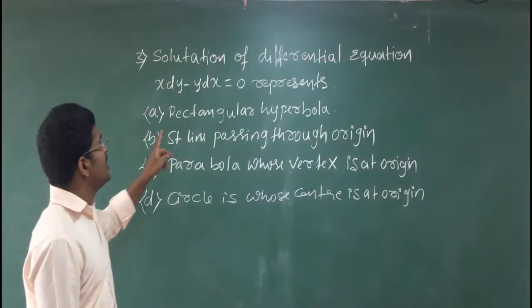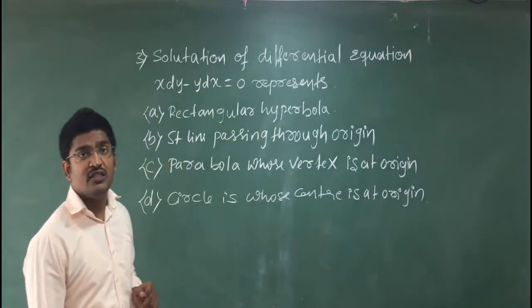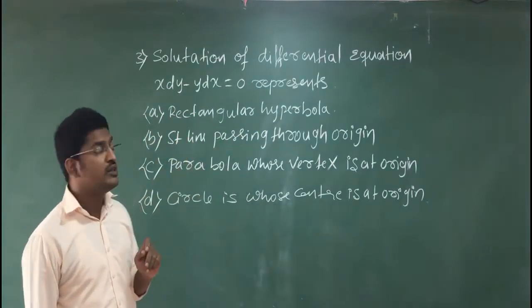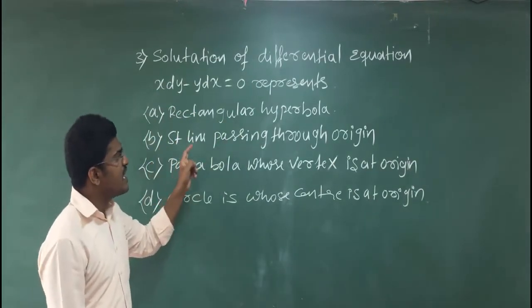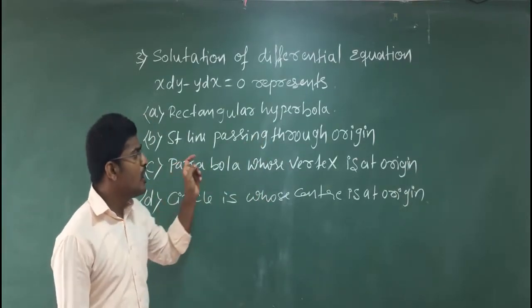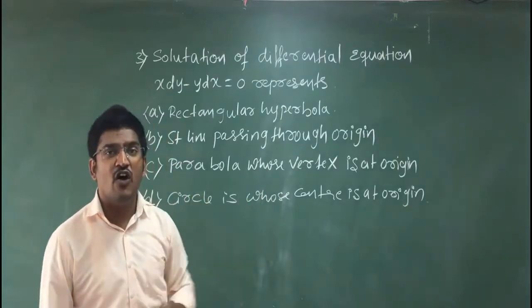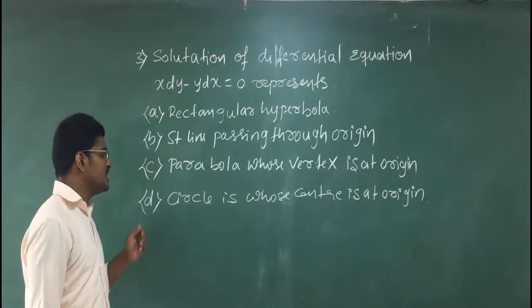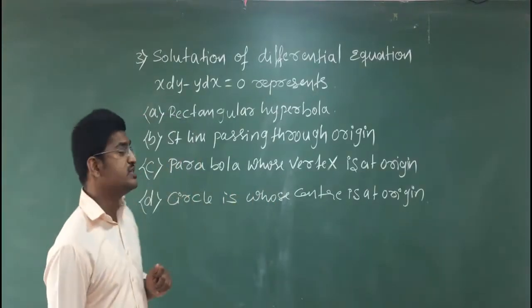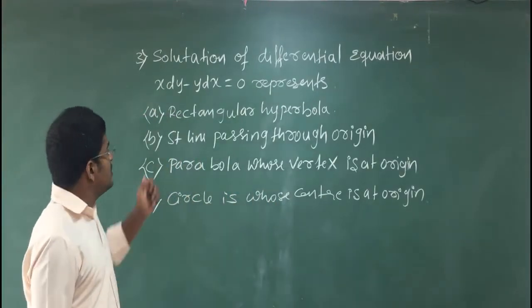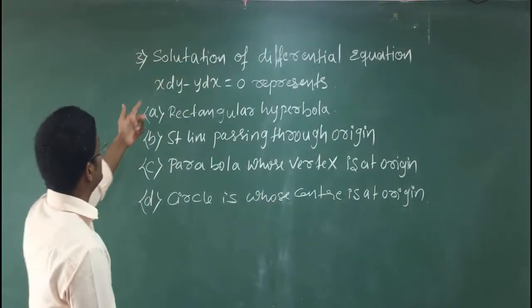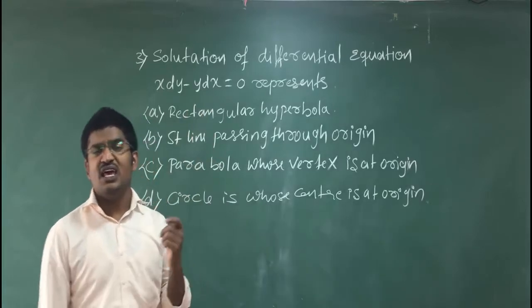First one is rectangular hyperbola. That means the solution of this differential equation will be rectangular hyperbola. The second option is straight line passing through the origin. The third option is parabola whose vertex is at origin. Fourth option is circle whose center is at origin. That means in these four, which one is the solution of this particular differential equation?